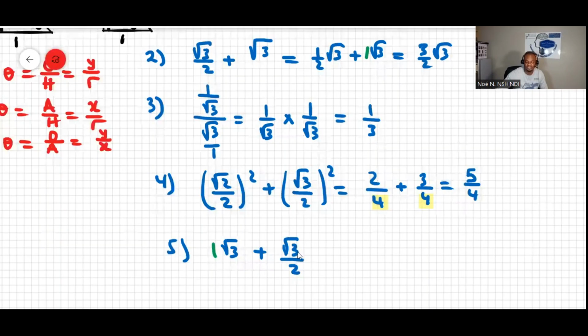Sorry about that. I was saying this is like a half root. This can be written as a half root 3. So it's just like doing 1 plus a half, which is 3 over 2 root 3. Okay, thank you.